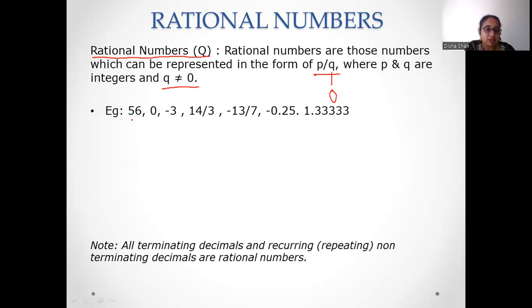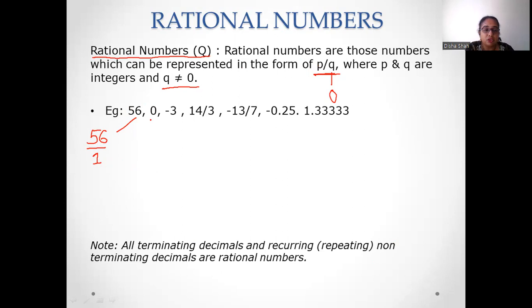Okay. So now let us see what is a rational number. These are the examples of a rational number. 56. As you can see, 56 is a natural number. It's also a whole number and it's also an integer. Is this a rational number? Yes. All natural numbers, all whole numbers, and all integers are rational numbers. Now, can I write this 56 in the form of P by Q? Can I write 56 in the form of a fraction? Yes, definitely. Instead of 56, I can write 56 by 1. This is a form of a fraction.